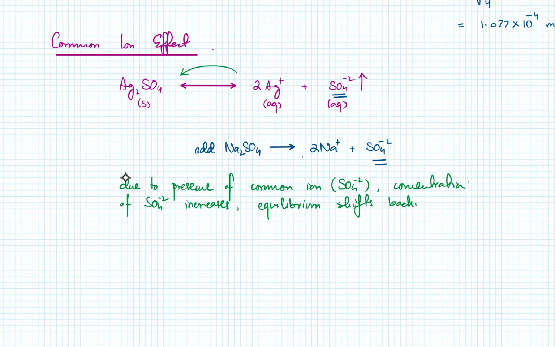The second equation is not an equilibrium. I just added a small amount of sodium sulfate, a tiny amount, and all of it dissolved. So the equilibrium shifts backwards, and the solubility of silver sulfate decreases.